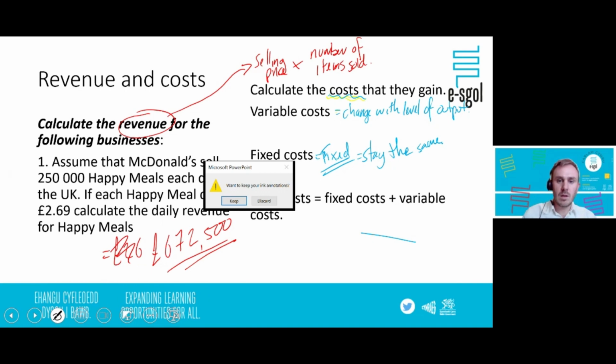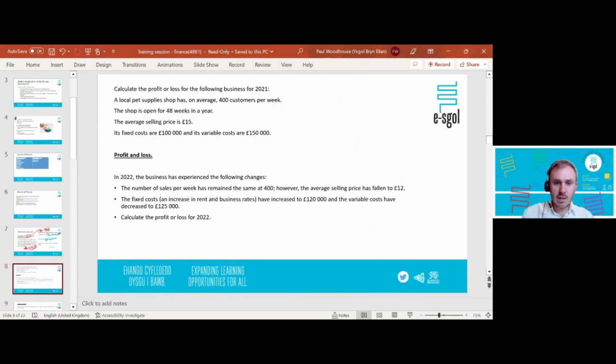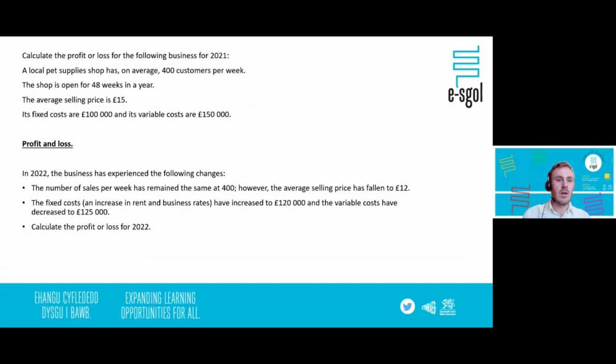So the next slide is a working example again. I'm going to go through this one, and then I'm going to give you a couple of minutes to have a look and calculate some bits for yourself. So calculate the profit and loss for the following business for 2021. A local pet supplier has on average 400 customers per week. The shop is open for 48 weeks in a year. The average selling price is £15. Fixed costs are £100,000 and its variable costs are £150,000.